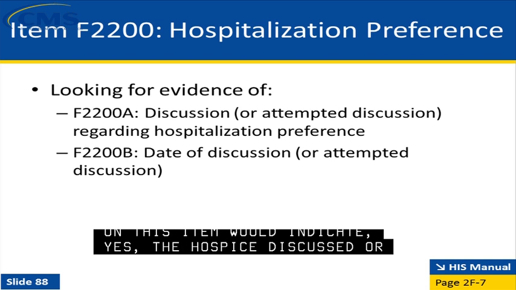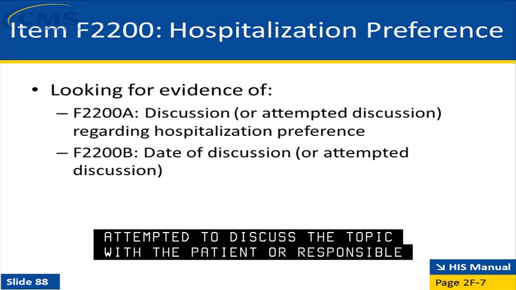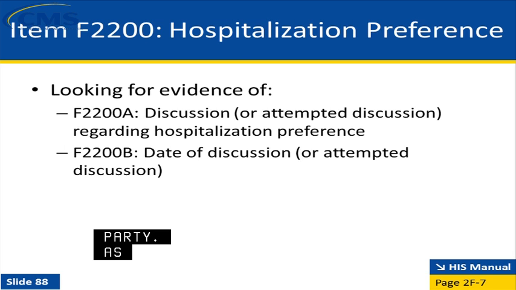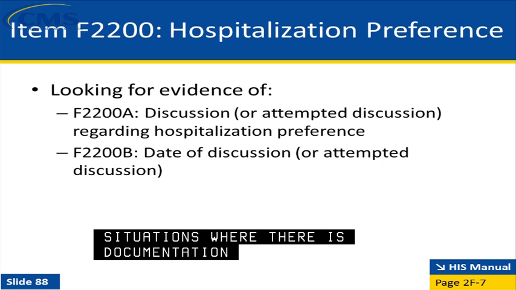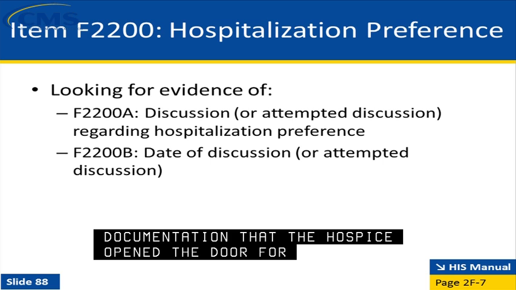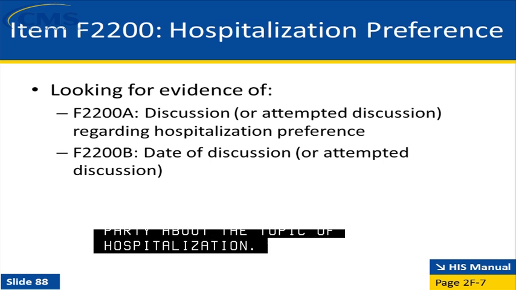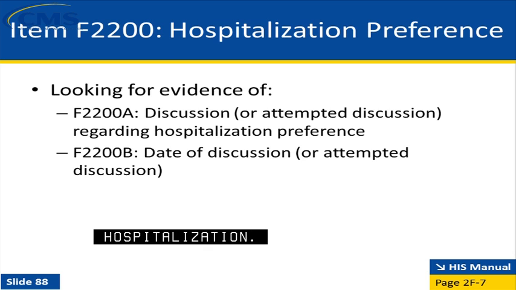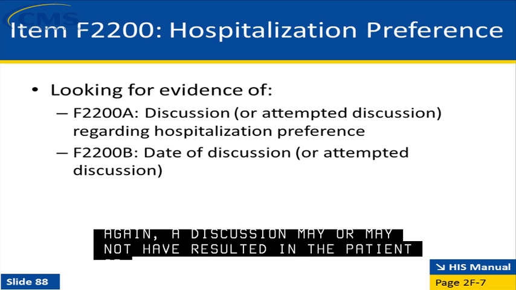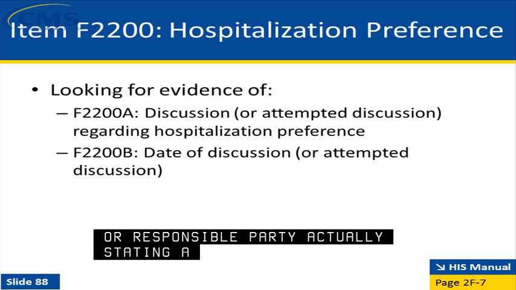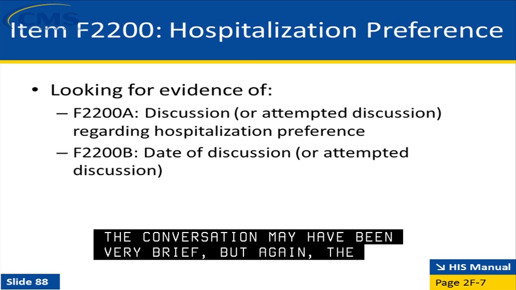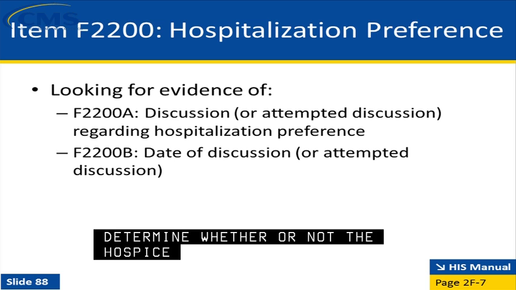So as before, code 1 applies to situations where there is documentation that the hospice opened the door for a discussion with the patient or responsible party about the topic of hospitalization. And again, this discussion may or may not have resulted in the patient or responsible party actually stating a preference. The conversation may have been very brief, but again, the intent of the items in this section is to determine whether or not the hospice discussed or attempted to discuss these topics.